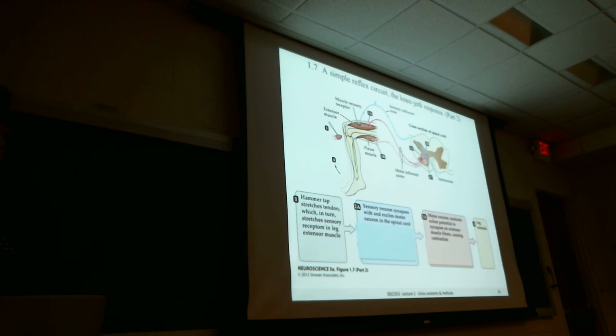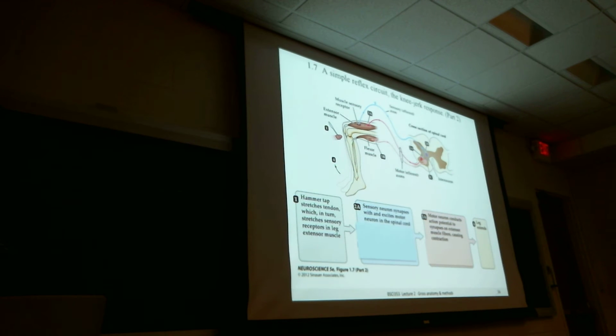So what's happening here? When the hammer stretches your tendon, a sensory receptor in the muscle spindle sends a signal to your spinal cord. In the spinal cord, it contacts two other neurons. One is a motor neuron. So let's look at the direct pathway. It stimulates the motor neuron, which sends a signal back to the muscle, causing the muscle to contract and your leg to expand.